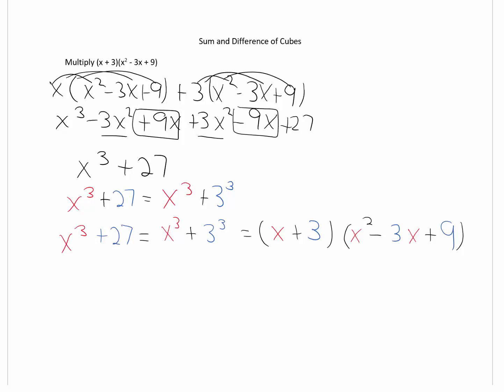Notice the binomial in the factorization, x plus 3, consists of the terms that we cubed to get the x cubed and 27. The trinomial results from a special pattern which is shown. The pattern also applies to the difference of two cubes.